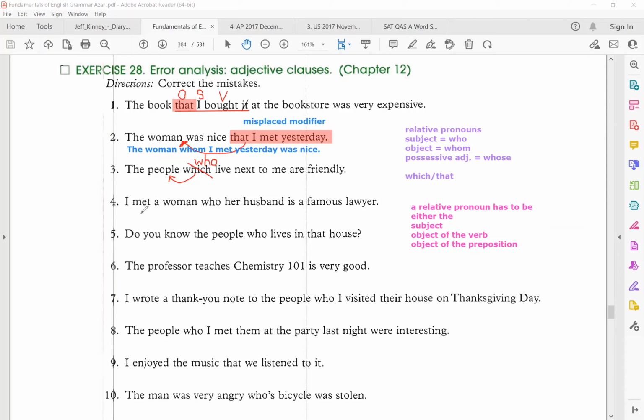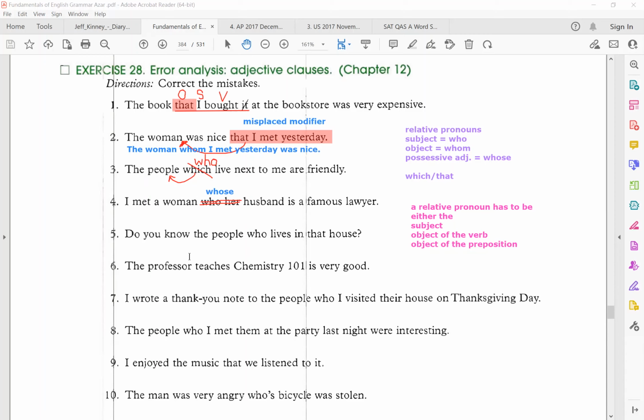And number 4, I met a woman who her husband is a famous lawyer. We know the woman's husband is a famous lawyer. So we have to use possessive adjective. Instead of using who and her, we need to use whose husband.